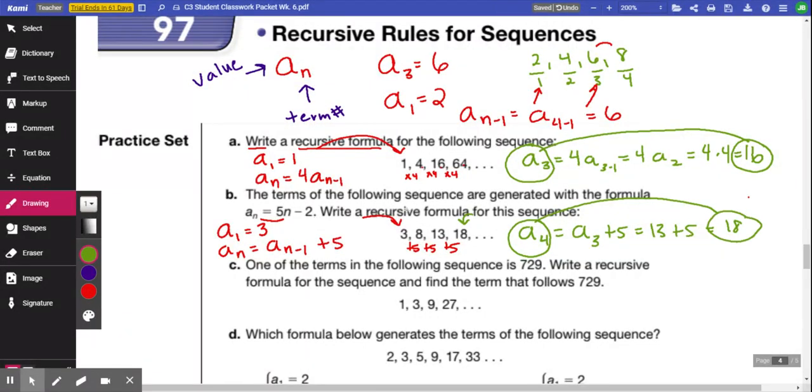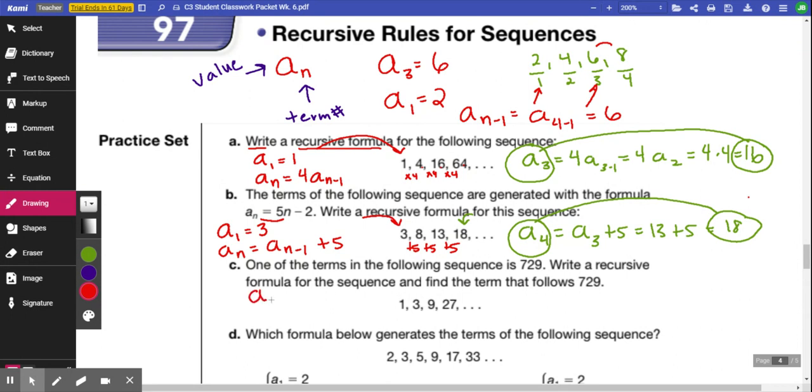So on C, let's start. One of the terms in the following sequence is 729. Write a recursive formula for the sequence and then find the term that follows 729. You don't have to go through, and it's funny, I see this on tests sometimes, students who never actually learned the lesson will try to write the sequence all the way, and sometimes it works, and then eventually these sequences get too long to do that. So let's go ahead and do it the right way.